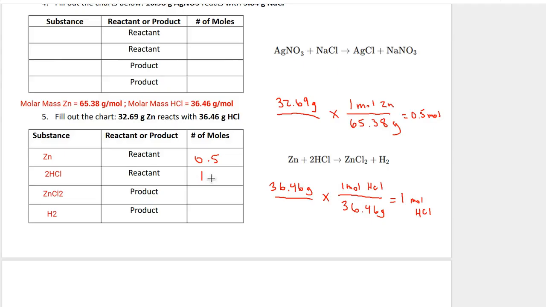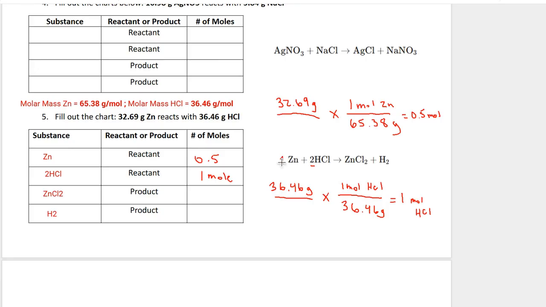So we have 1 mole of HCl. Now, for our products, I hesitate to even answer this because you're not going to need to know this on the test. So the mole ratio is still correct because remember, it's 2 to 1.